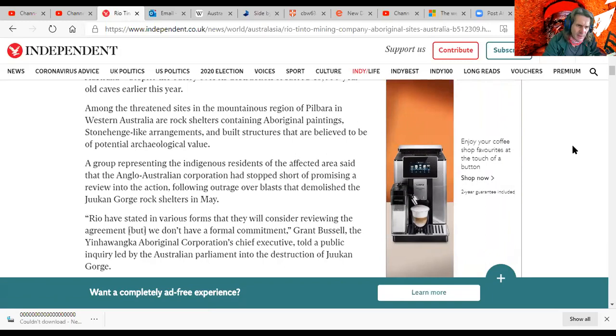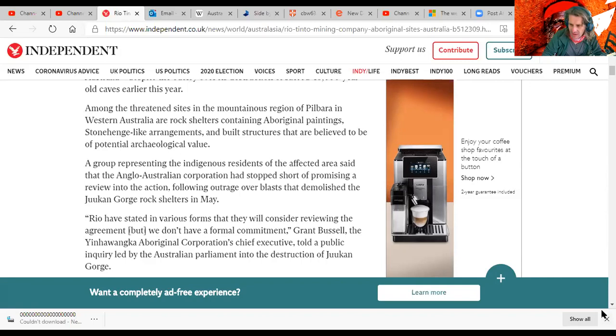So among the threatened sites in the mountainous region are rock shelters containing Aboriginal paintings and actually whole Aboriginal cave shelter settlements. It's basically saying Stonehenge-like arrangements of stones. Didn't know anything about this. And built structures that are believed to be of potential archaeological value. I tell you, that's sort of sweeping it under the carpet.